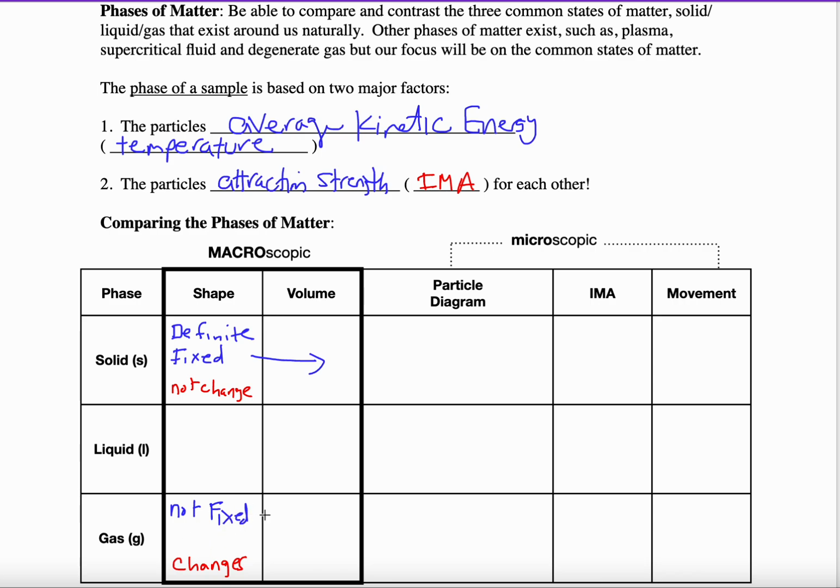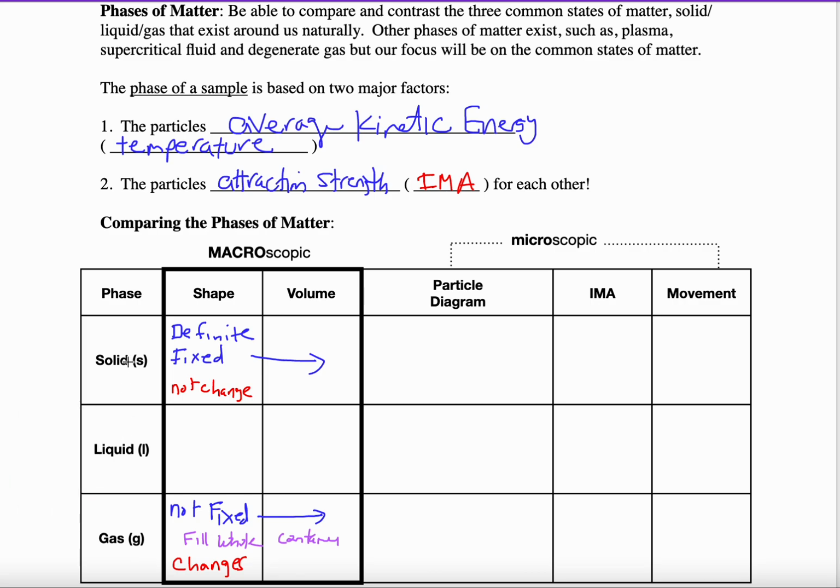And the same thing happens with the volume of the gas. The volume changes based on the container that holds it. So a gas will try to fill or occupy the entire container. So I'm going to write here in purple: gases fill the whole container. So that's something that makes a gas unique.